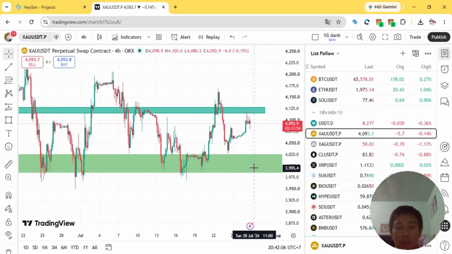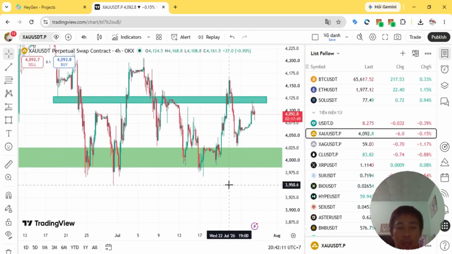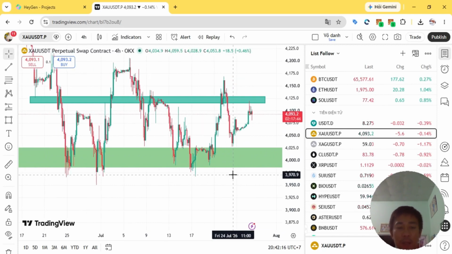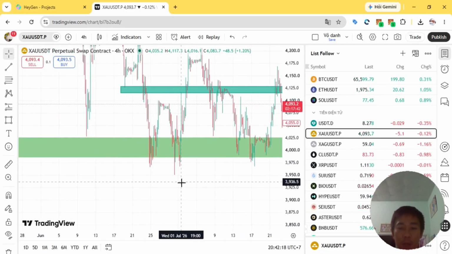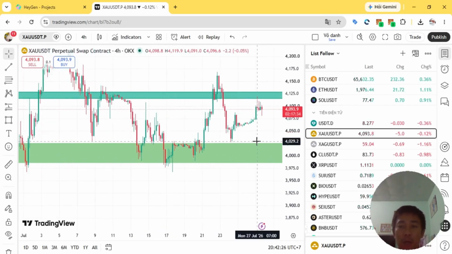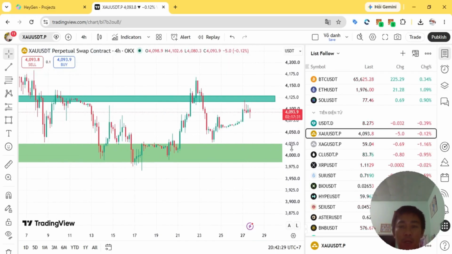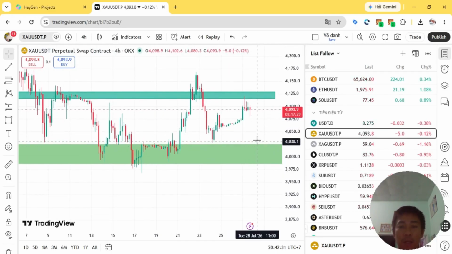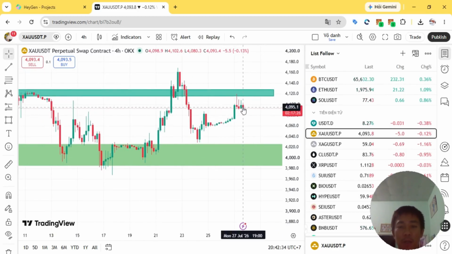For example, if it drops to 4,000, we will open a long position again. And if it continues down to this area, 3,970, we will open another long position. At that point, we will set our stop loss below this wick. That's around 3,940. That's the point where we will open a long position if it drops down here. So now with gold, we will wait for it to retrace to this area. That means if this candle closes as a bearish engulfing, the probability of it coming down here is very high. We will open a short position first, and then when it reaches this area, we will open a long position for gold.